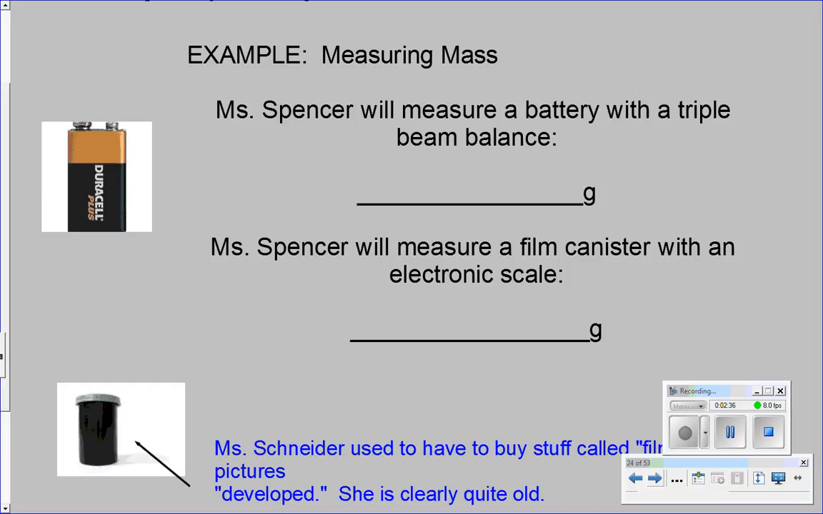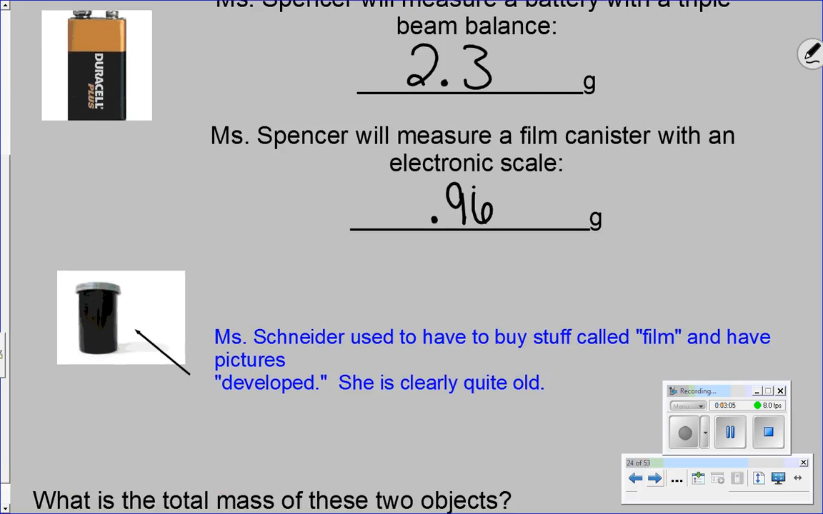If I put a battery on a triple beam balance, and that triple beam balance told me that the battery weighed 2.3 grams, I can read to the tenth place on our triple beam balances. So I can be pretty confident that this is 2.3 grams. I can't put any more numbers up there because I can't read them on the balance. If I put a film canister on an electronic scale and find out that it weighs 0.96 grams, I can actually read both of these. Our electronic balances allow us to go to the hundredth place, so they do allow us to read 2 decimal places.